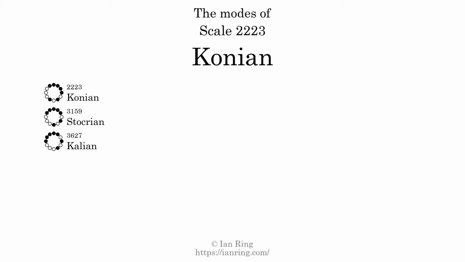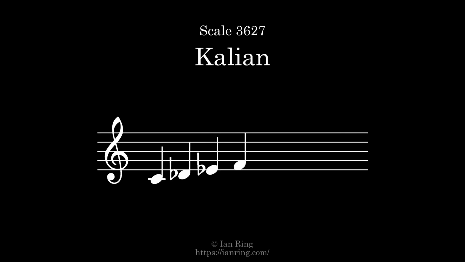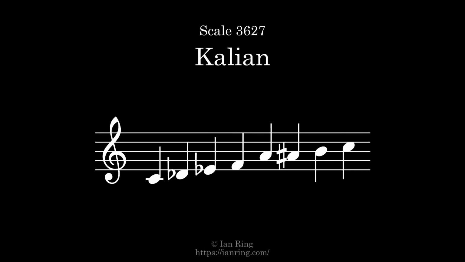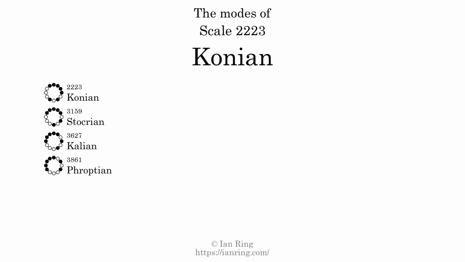The third mode is scale 3627, also known as Konian. It sounds like this. The fourth mode is scale 3861, also known as Froption. It sounds like this.